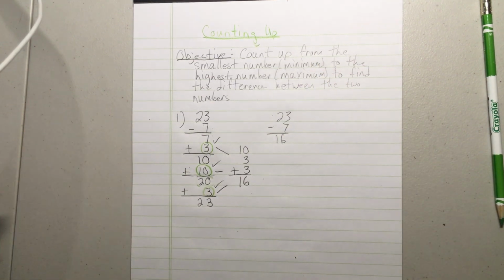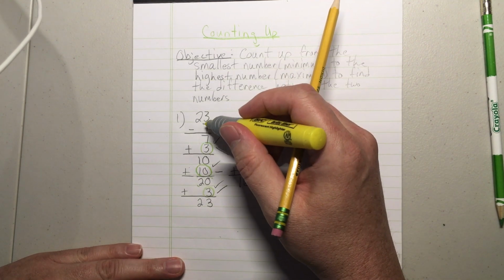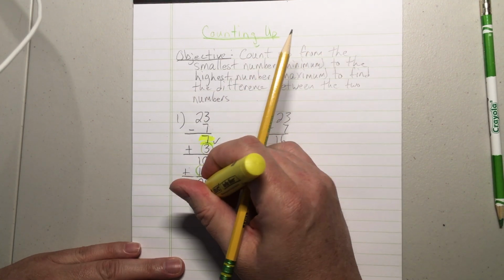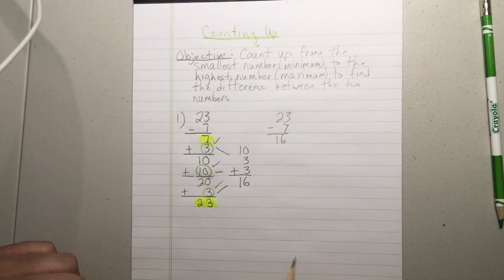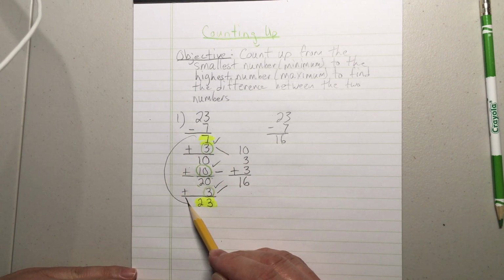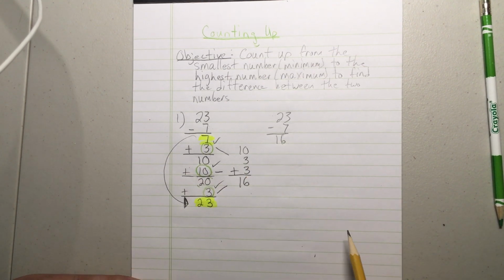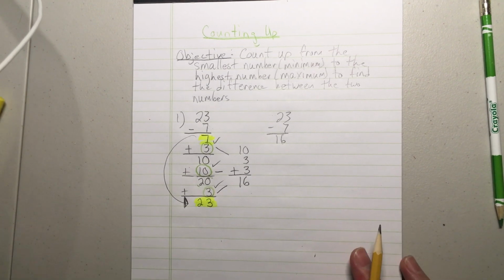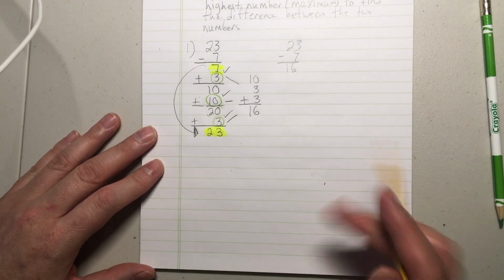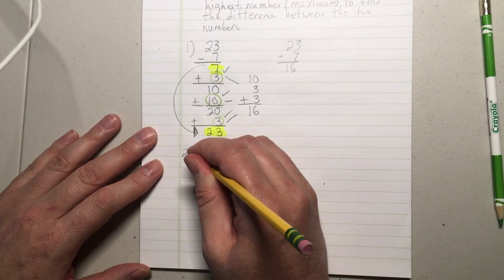Another thing I want to point out here is that these numbers that we're dealing with, 7 for example, is what we started with, and we had to get to 23. All the numbers that we added that I circled are going to be considered your partial sums. Let's look at some other examples. Okay, so that was a bit of a simple one.